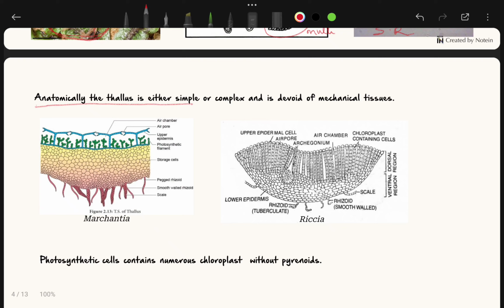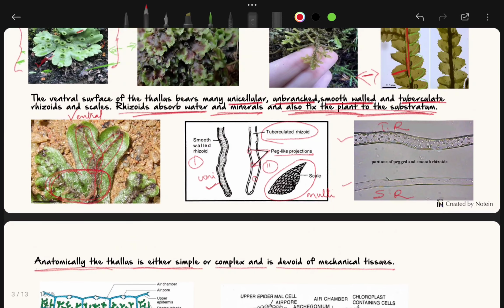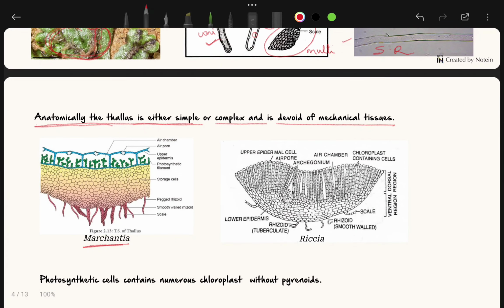The next point is, anatomically the thallus is either simple or complex, and it is devoid of mechanical tissues. So this is the thallus of Marchantia. If we take a VS section like this, and then view the plant body, then we'll see something like this under the microscope.